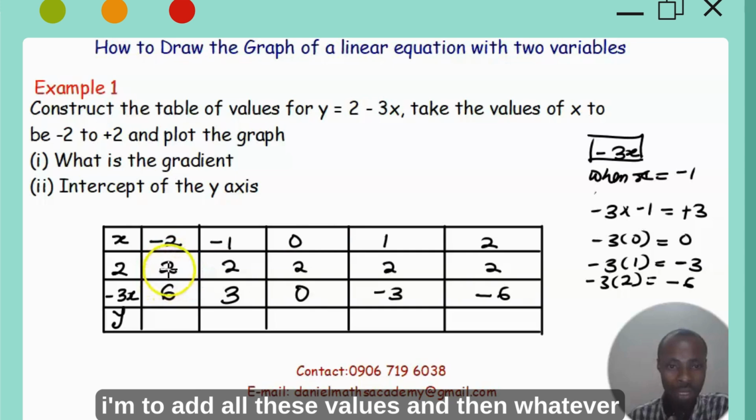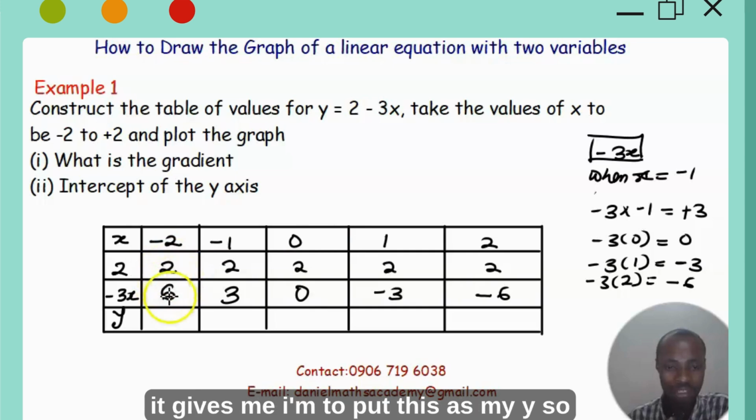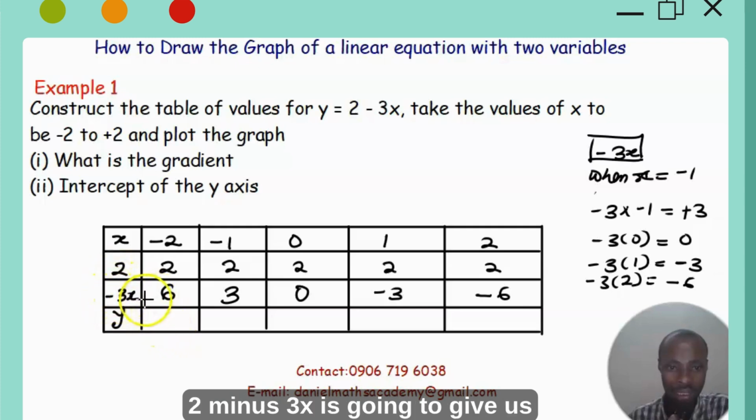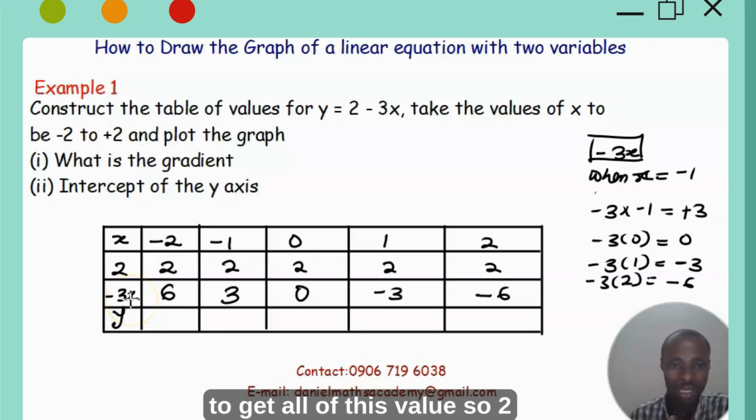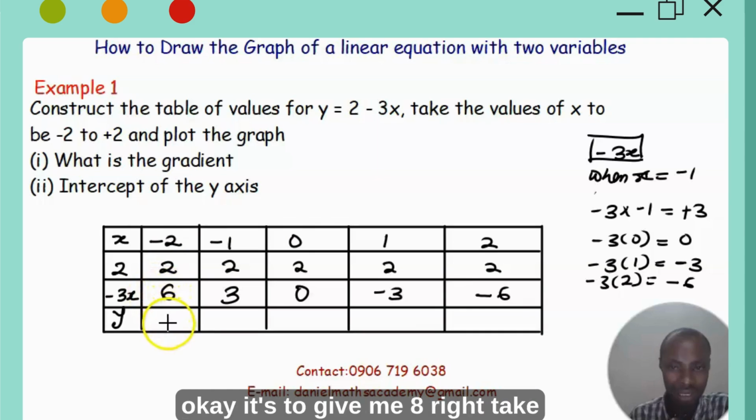So I'm going to add all these values, and whatever it gives me, I'm going to put as my y. So 2 minus 3x is going to give us what? Remember that we are adding to get all of these values. So 2 plus 6 is going to give me 8. Take note of that.